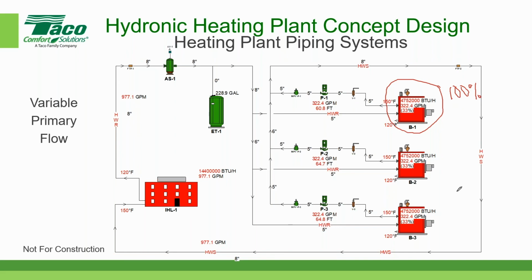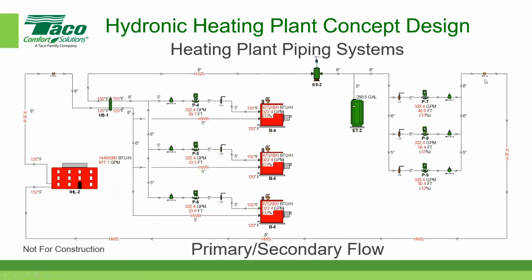Okay, and so now we'll look at another option here. Let's erase this. We have about 15 minutes left. And okay, so the last option here is for primary secondary piping. In this arrangement, the boilers are fed by their dedicated pumps. So here's each boiler pumping arrangement right here.